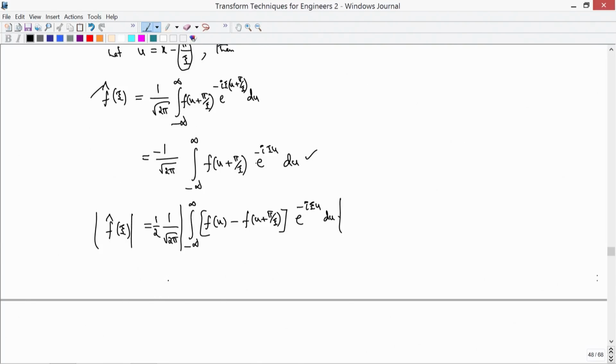Now for this, apply the limit as mod xi goes to infinity on both sides. I want to pass this limit inside the integral. For that, I have to choose for different xi values. Xi is the parameter, like r was the parameter earlier in your theorem. Look at mod f of u minus f of u plus pi by xi. First of all, f is an absolutely integrable function, so this quantity is also absolutely integrable, and this is dominated by mod f of u plus mod f of u plus pi by xi, a simple inequality.